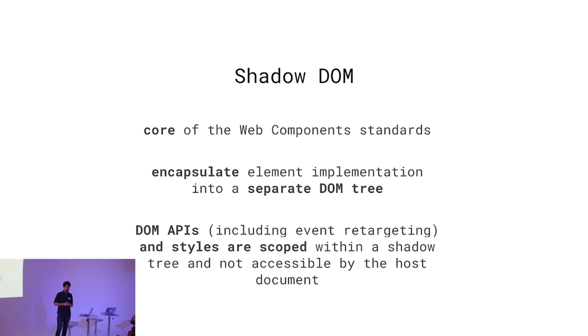Events are retargeted up the chain. IDs can be duplicated within different shadow hosts. They're not going to collapse. And the host document cannot access what's within the shadow tree.